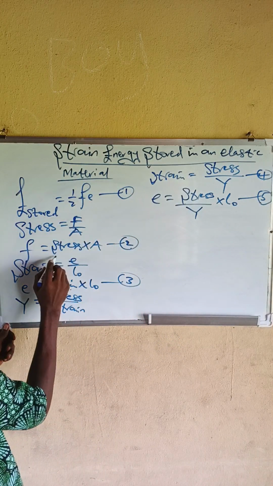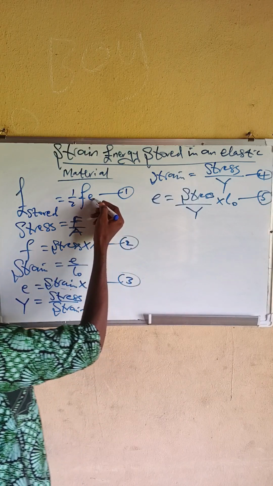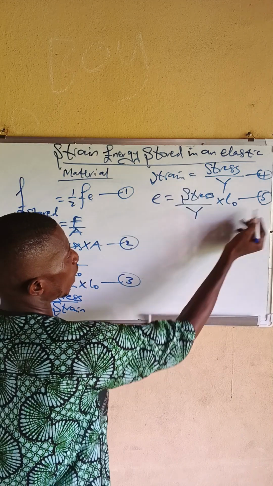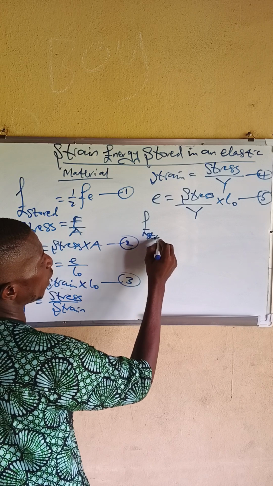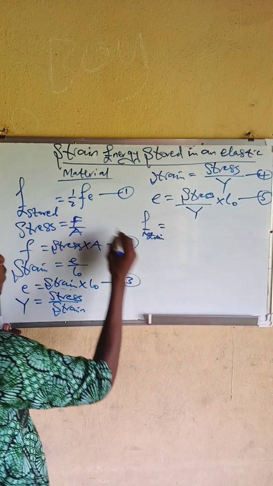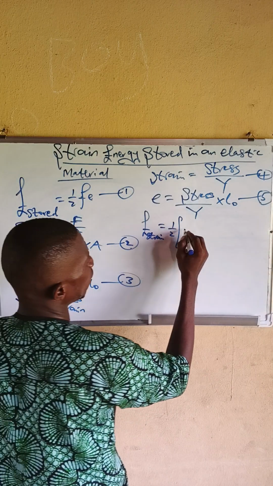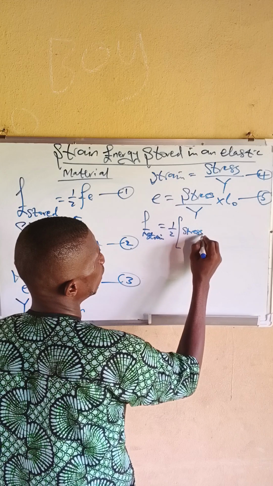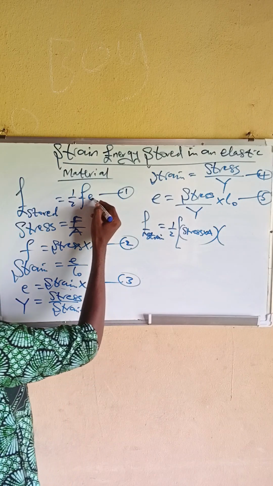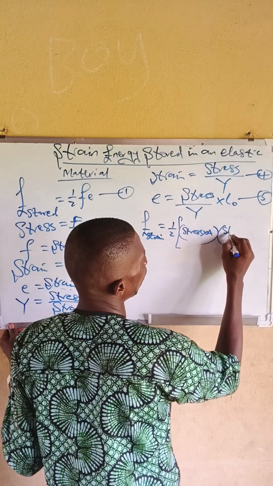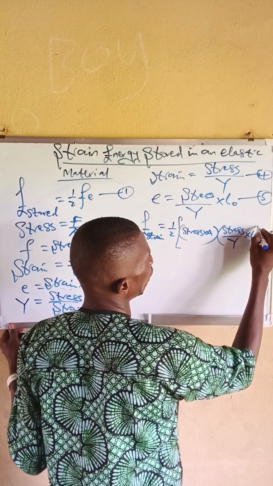Now we're going to substitute equation 2 and equation 5 into equation 1, meaning that wherever you see force, you substitute stress times cross-sectional area, and wherever you see the extension, you substitute this term there. If I do that, the strain energy becomes half into force, which is stress times area, okay, times extension, which is stress over your modulus times original length.